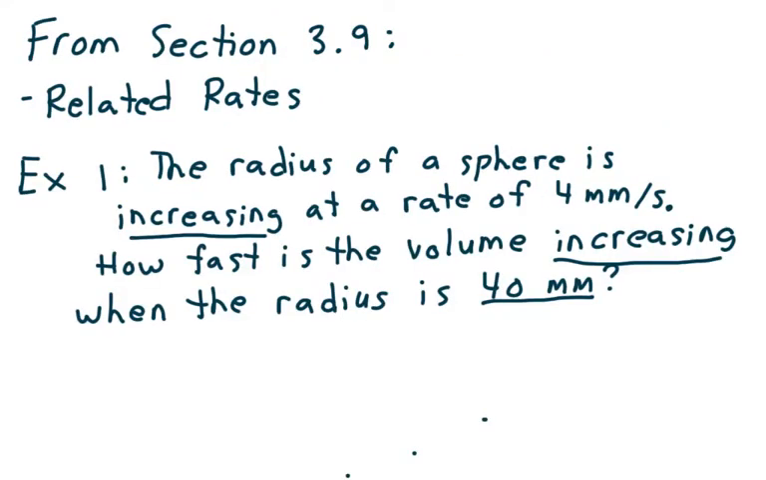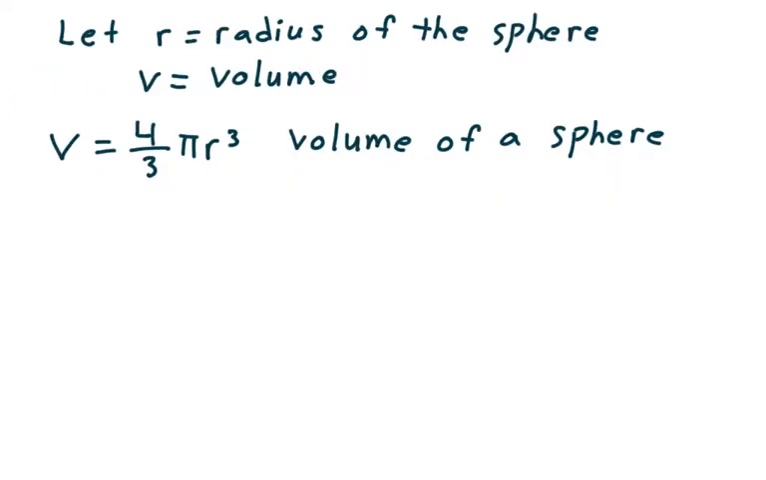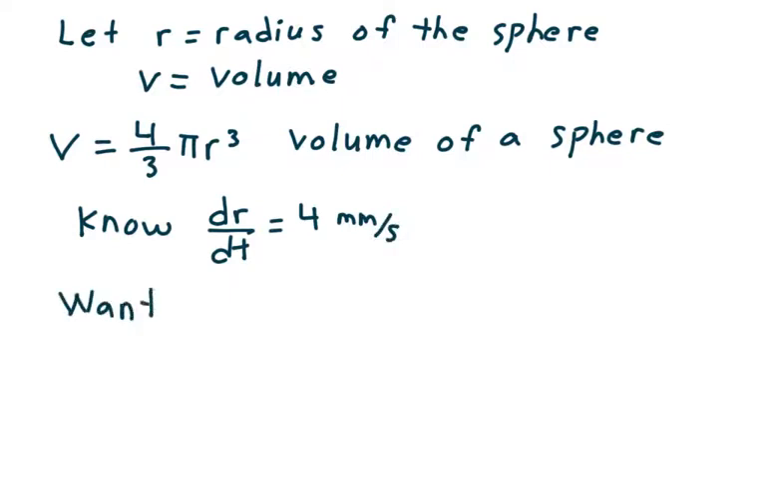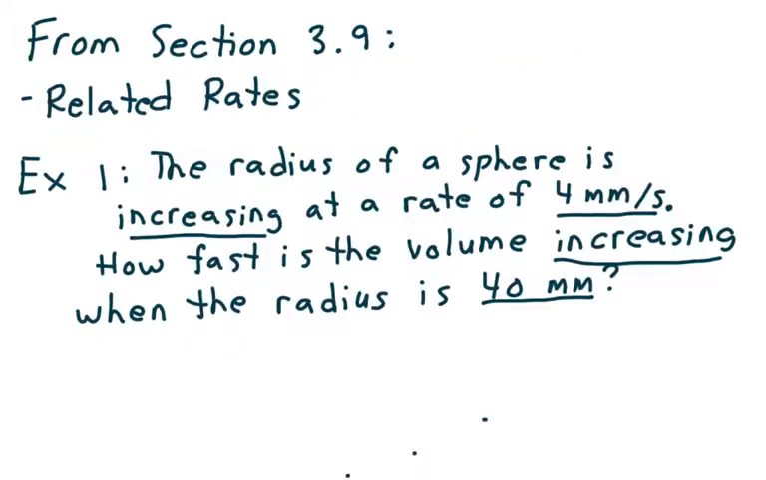Now, we know dr dt, we're always differentiating with respect to time, by the way. T is time, is 4 millimeters per second. So we know dr dt is equal to 4. And again, that's millimeters per second. Okay? So we want dv dt when r is 40.